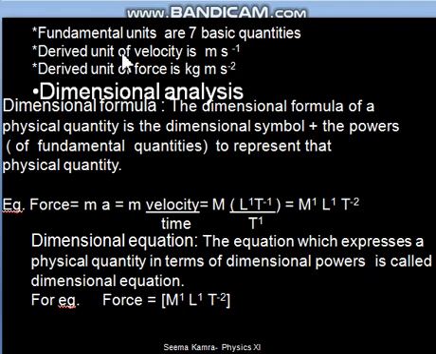Then what is a derived unit? Derived unit means other than those 7 quantities, if any physical quantity appears, like velocity, which is not part of that table, we have to keep on breaking it to get the fundamental quantities. Like velocity is displacement upon time. If we replace it in units, displacement means meter and upon time means second power minus 1. This way we get velocity's derived unit, meter per second.